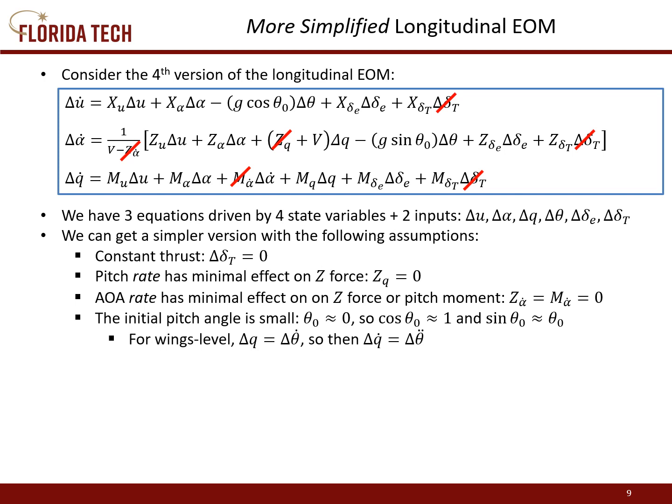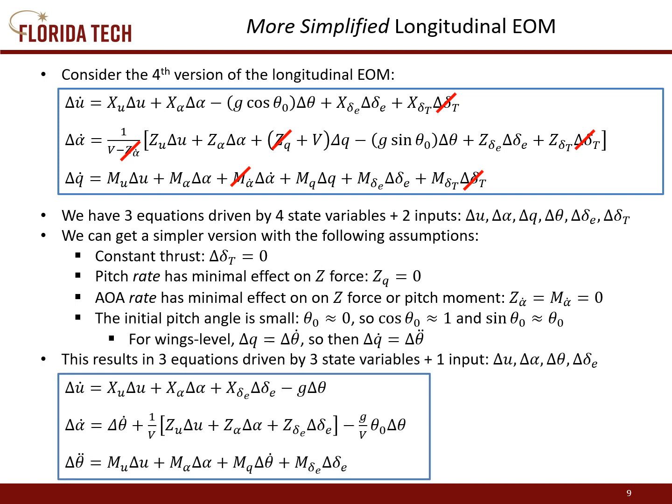And then if our initial pitch angle is small, so theta naught is approximately 0, we can get rid of a lot of the trig with our small angle assumptions. So cosine of theta naught is going to be 1, and sine theta naught is just going to be theta naught in radians. And then if our wings are level, then the pitch rate is basically theta dot, and then you also get the derivative of pitch rate is theta double dot. Using all these assumptions, we now get three equations driven by three state variables plus only one input. So this is a more simplified version of the longitudinal equations of motion.